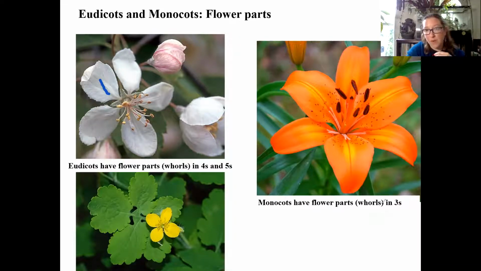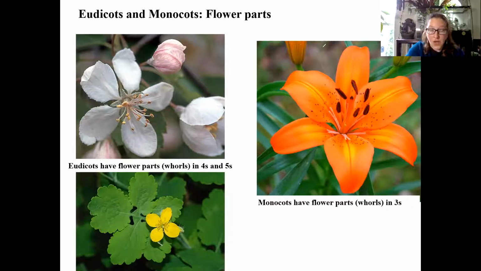Whereas monocots have flower parts in 3s. On this lily, remember that on lilies the sepals look like petals, but just trust me: here's 1 petal, 1 petal, 1 petal, so 3 petals, and 1 sepal, 1 sepal, 1 sepal, 3 sepals. And it's easier to count the stamens here. 6 stamens, right? A multiple of 3. And if you were to dissect the flower, the parts of the pistil would also be in a multiple of 3.